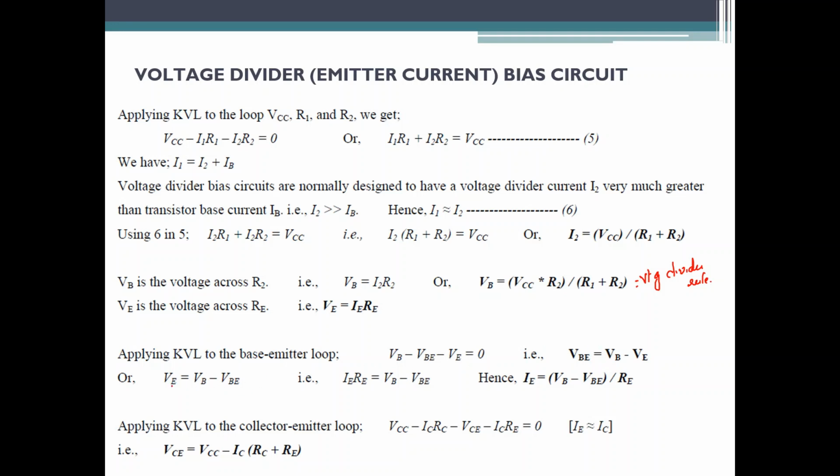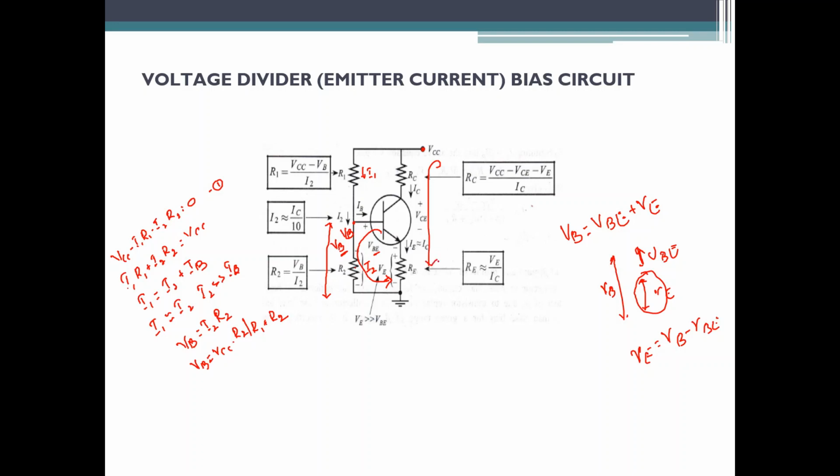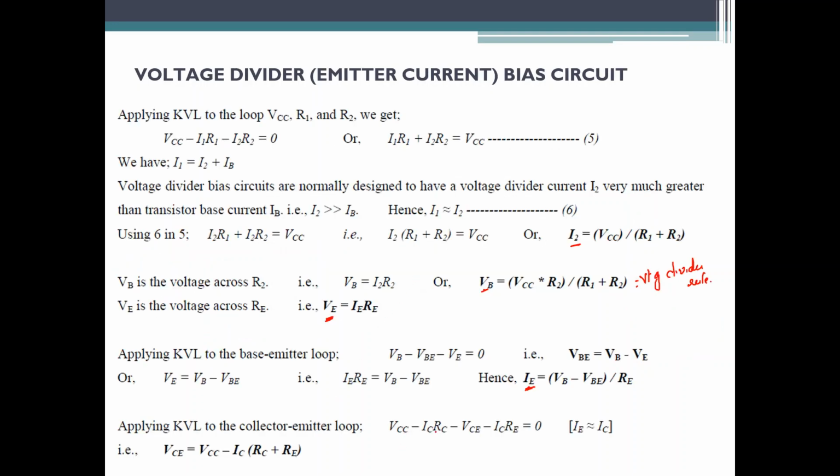You can substitute for VE. VE is IE into RE, and so you can get the equation for IE also. You got the equation for I2, you got the equation for VB, and you got the equation for VE. Applying KVL to the collector emitter loop, finally you apply KVL to this loop: VCC minus ICRC minus VCE minus IERE is equal to 0. As IE is equal to IC, because IB is negligible here, you can reframe this equation and get the formula for VCE.